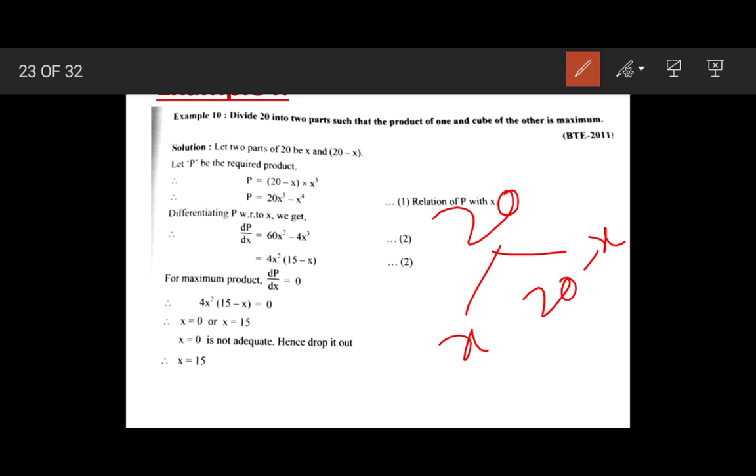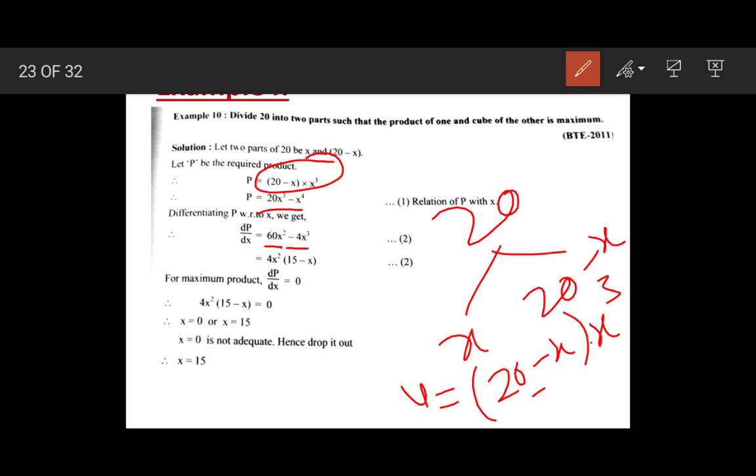So question is what? Divide this such that the product of one and cube of other is maximum. So equation is y is equal to 20 minus x into x cube. So that is equal to 20x cube minus x raised to 4. So differentiating with respect to x, we get 60x square minus 4x cube. So 4x square common, so 15 minus x.